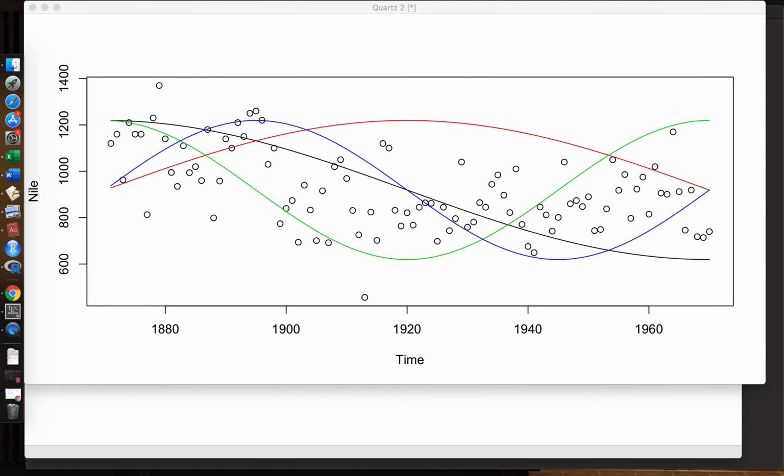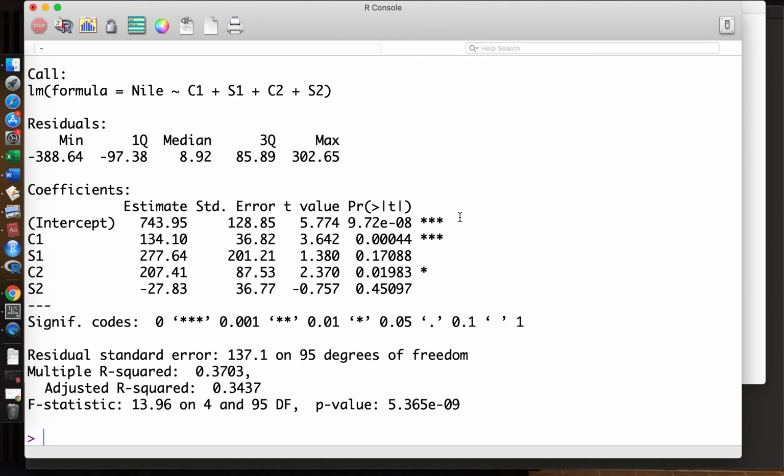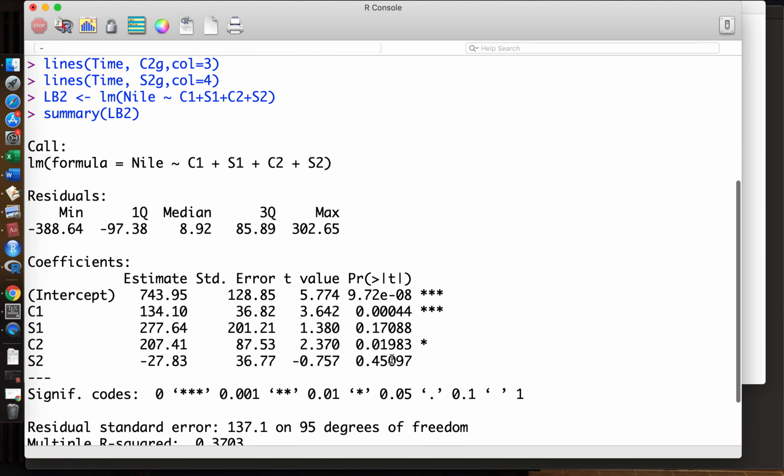So this is just linear regression. We can regress Nile on C1, S1, C2, and S2. You can see, for example, the summary of lb2. Then you can see that C1 and C2 are useful, and S1 and S2 are not really significant, but it makes sense to use them as pairs, C1 and S1, and C2 and S2.